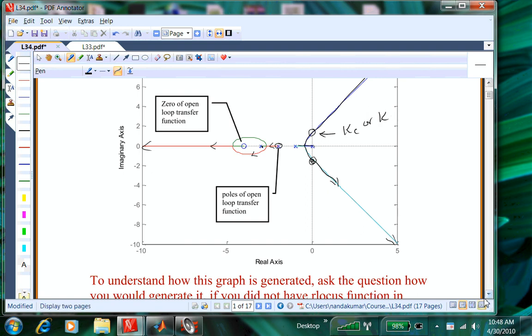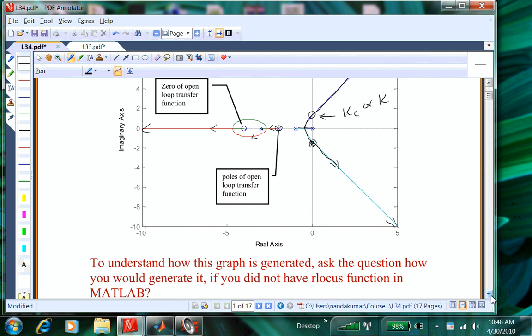Another question, I guess, that maybe you have already grasped by now because we've been talking about this for so long is, how does MATLAB generate this graph? All I give MATLAB is the open loop transfer function. How does it generate such a graph? Can you write, if I ask you as an assignment, write a script for me that will generate this graph, how will you go about it?